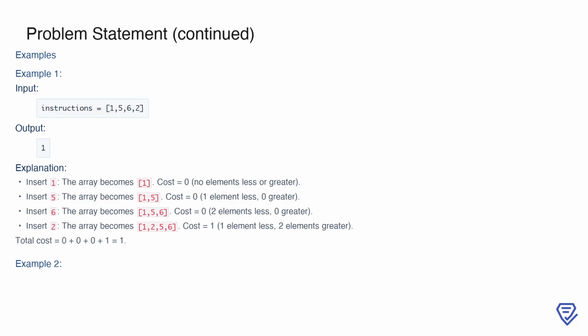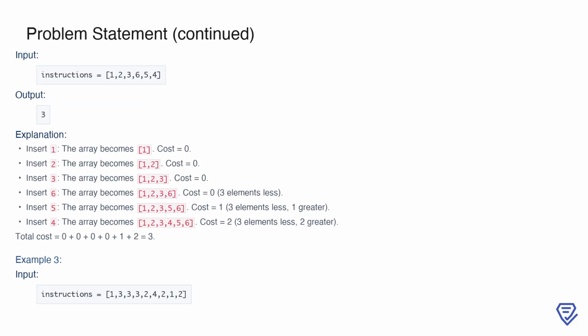Similarly, inserting 6 into 1, 5 produces 1, 5, 6, with two elements less than 6 and none greater, resulting in another cost of 0. Finally, we insert 2 into 1, 5, 6, resulting in 1, 2, 5, 6. Here, there is one element less than 2 and two elements greater, so the cost is 1. Adding these costs together, the total cost for this example is 1.